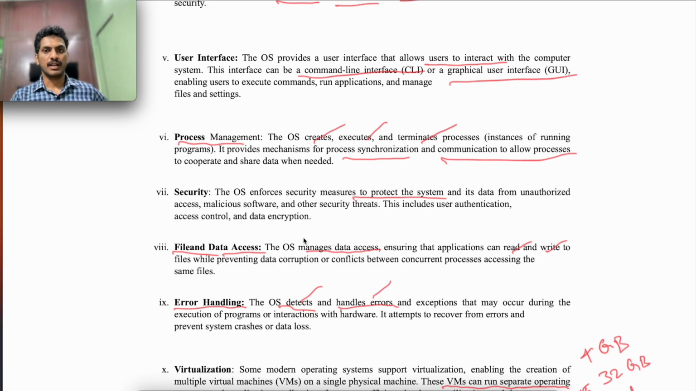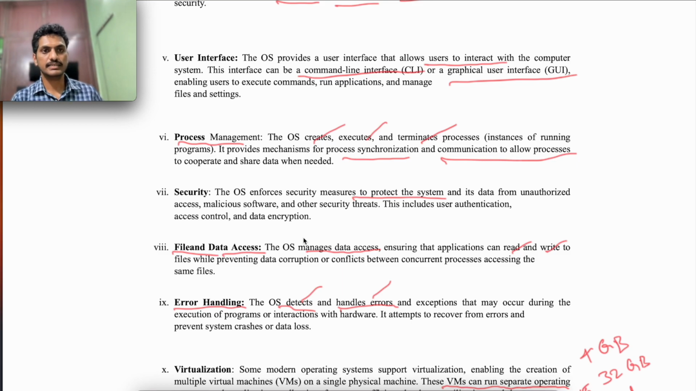Evolution of operating system. Simple operating system. In the beginning, operating systems were so simple and straightforward, easy to understand. Simple means it is not able to handle the complex problems. There are no advanced features in the beginning. So it is the first level. Next level, look at the next one, batch processing system.